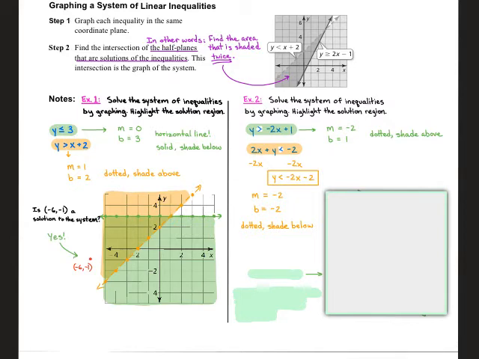Now, the orange equation, that is not in slope-intercept form. So the first thing we're going to do is put it in slope-intercept form. So you can see I got to subtract 2x from both sides, slide that -2x in front of the -2, and that tells us that we have a slope of -2 and a y-intercept of -2.